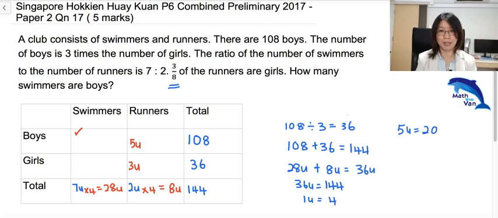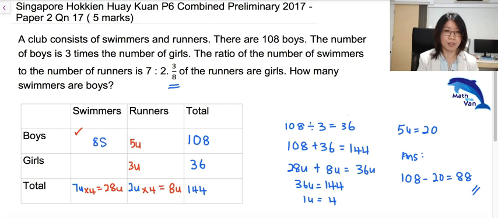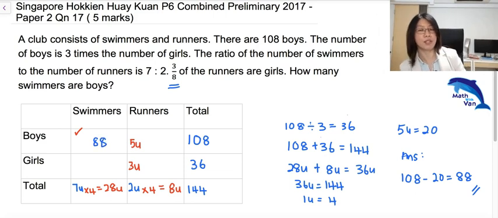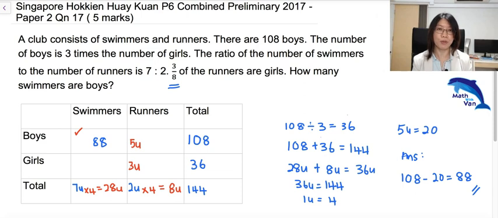Right. So what is your answer here? That is your answer already now. 108 minus 20, which is 88. Simple as that. So remember, for questions involving two categories, you may want to consider using this as a simpler way of presenting your solution.